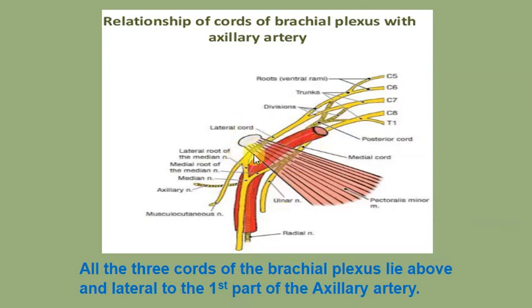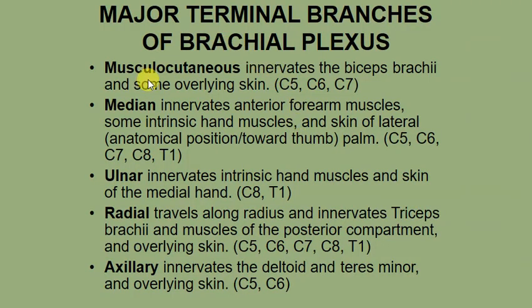Then what is important for you to know here is the terminal branches. All of these divisions form the terminal branches. The major terminal branches we have are the musculocutaneous, median, ulnar, radial, and axillary. Musculocutaneous innervates the biceps brachii and some overlying skin. Actually, it doesn't only innervate the biceps brachii, but the whole anterior compartment of the arm, that is biceps brachii, then coracobrachialis and brachialis muscle.